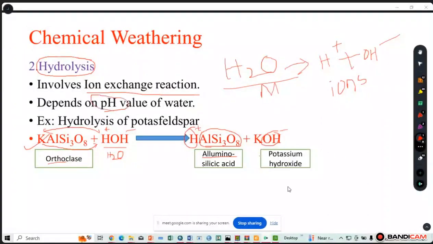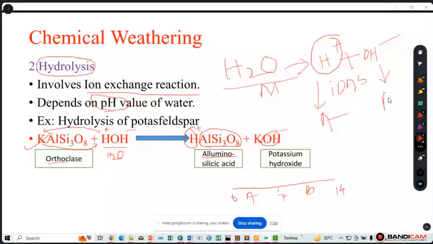Why does it depend upon the pH value? As we know, in the pH scale, this is 7, 0 to 7 to 14. This side is acidic and this side is basic. When the concentration of H+ ions is more, then it is acidic, and when OH- ions are more, it is basic.